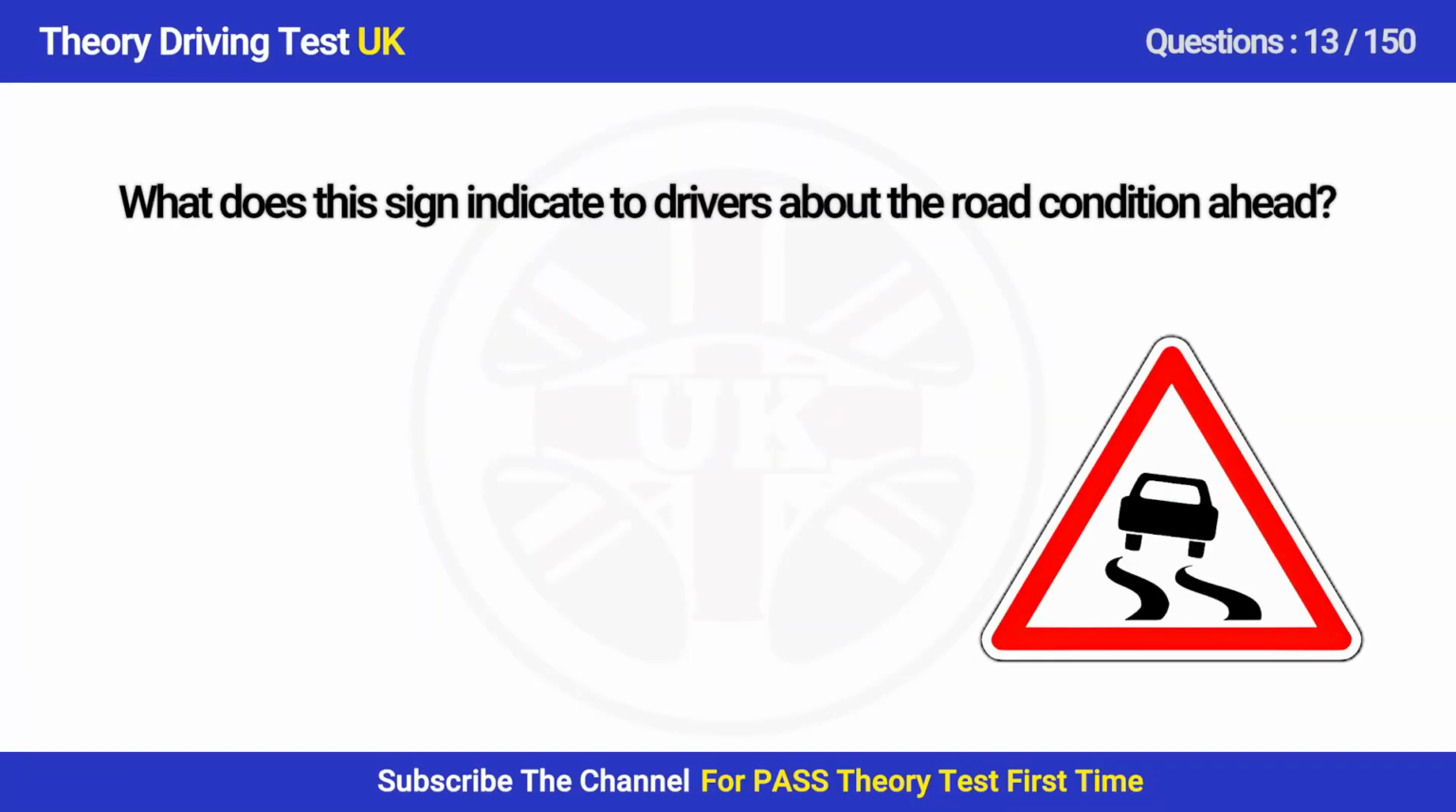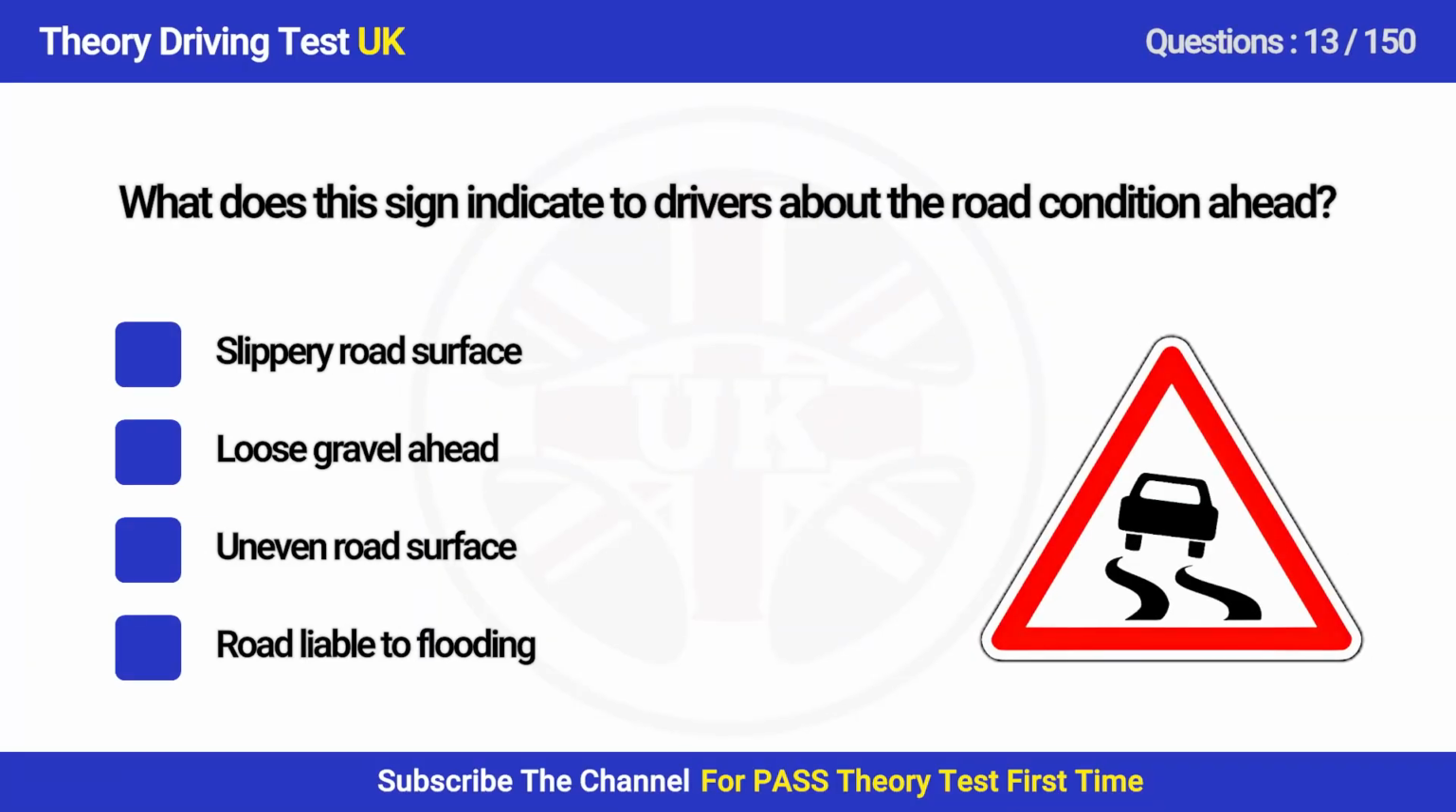Question 13. What does this sign indicate to drivers about the road condition ahead? A. Slippery road surface. B. Loose gravel ahead. C. Uneven road surface. D. Road liable to flooding.